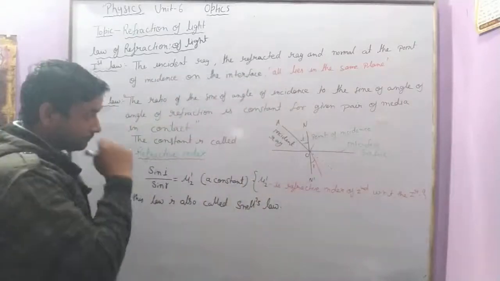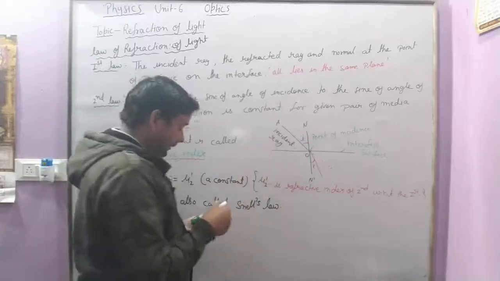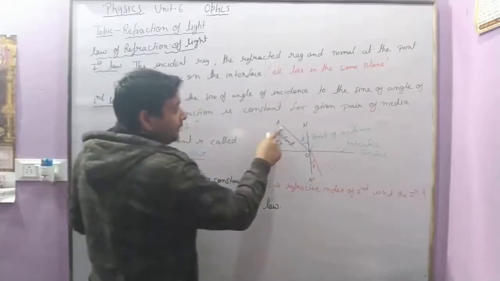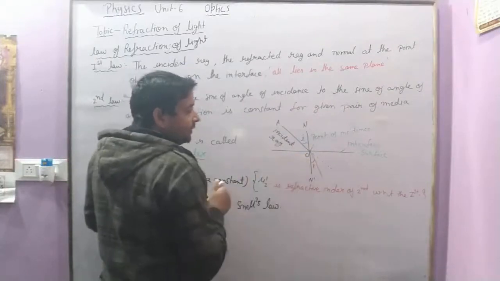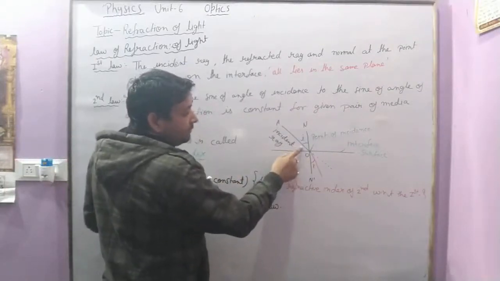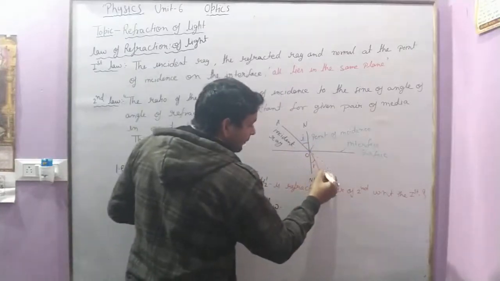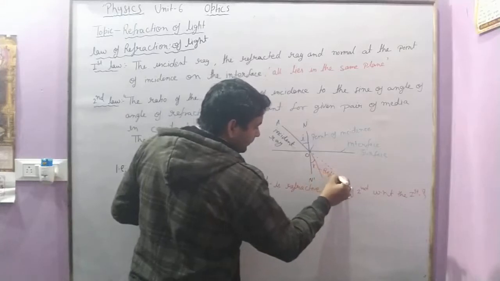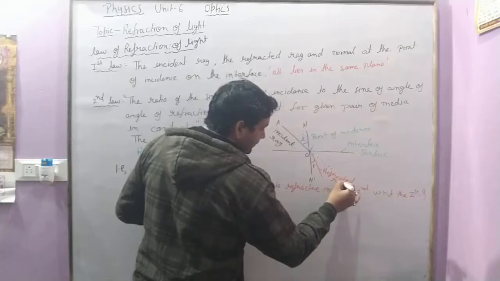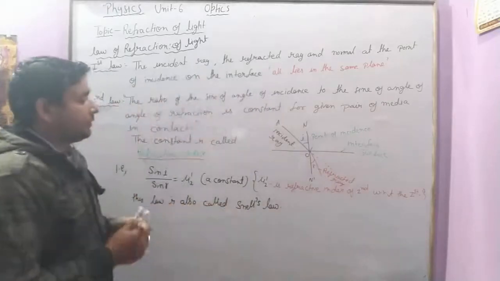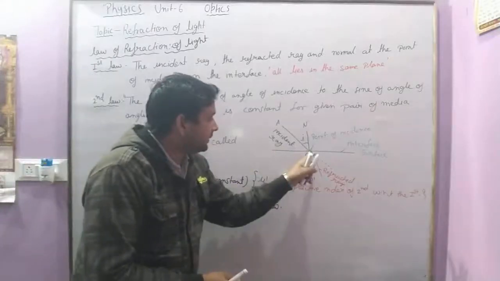Okay, so when the incident ray falls at the interface surface at point O, then the refracted ray bends towards the normal. This is the refracted ray. Then all three lie in the same plane.